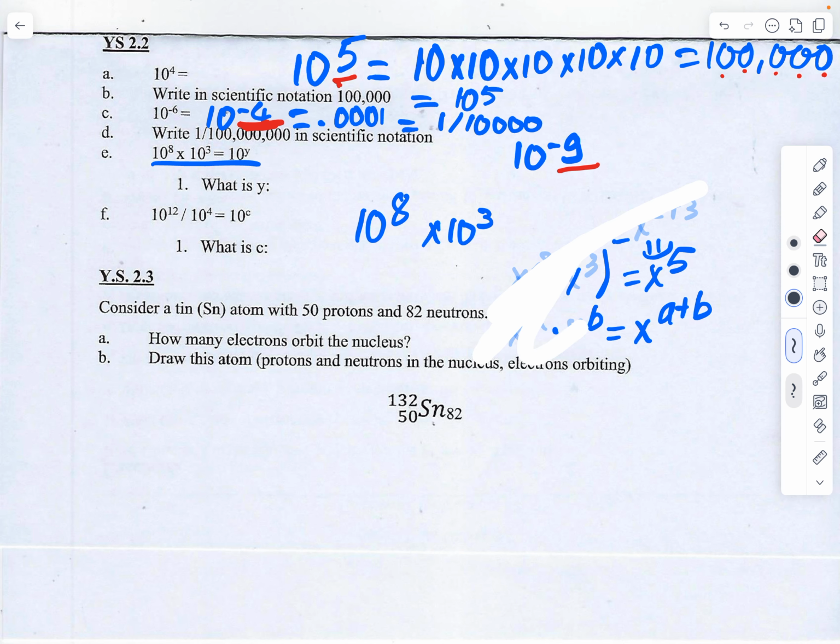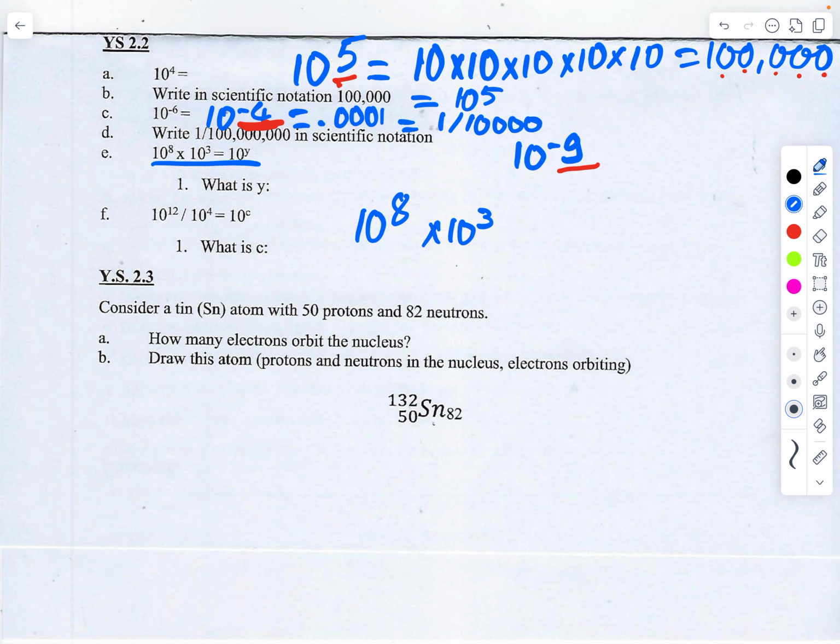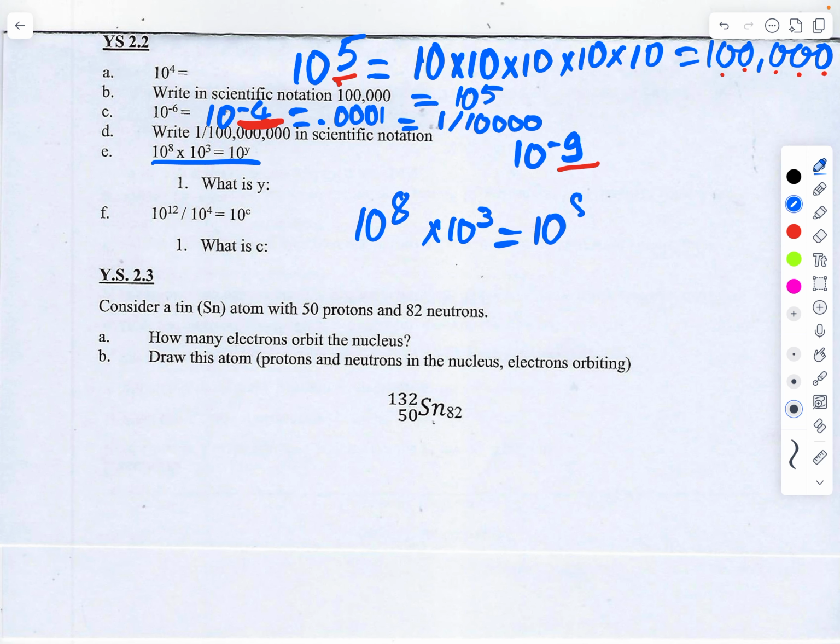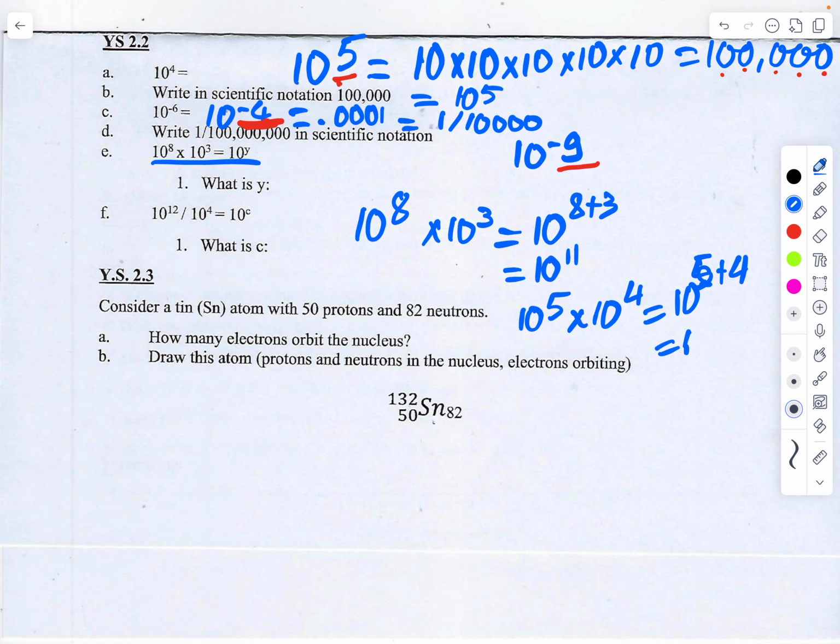So this is the same concept. Treat 10 as an x, because you remember you didn't do anything with the x, right? So you keep it the same, 10. And then 8 and 3 are multiplying each other, so 8 plus 3 equals 10 to the 11th. And if you have 10 to the 5th times 10 to the 4th, 5 plus 4 equals 10 to the 9th. As simple as that.